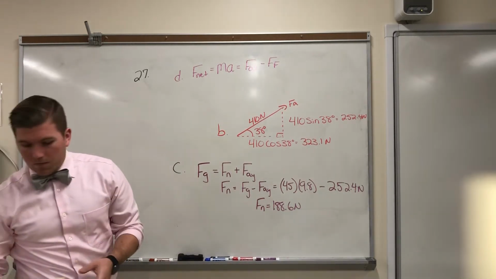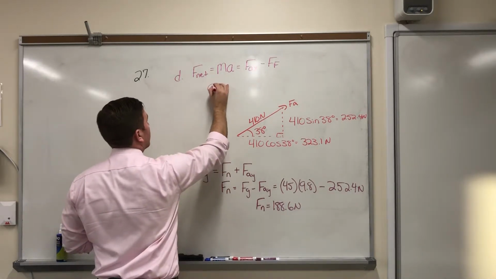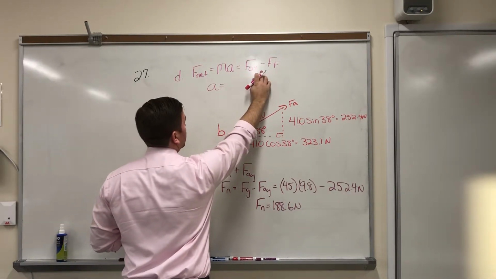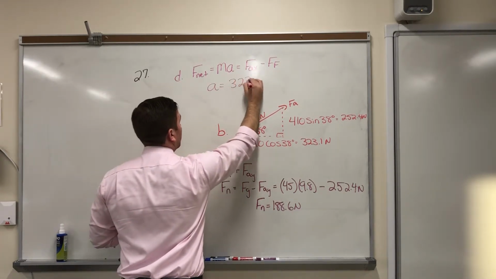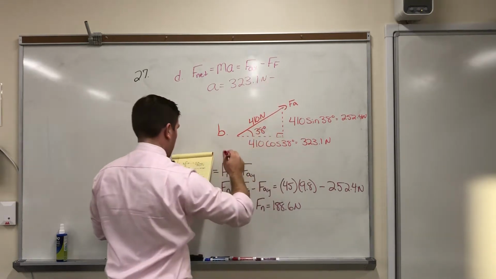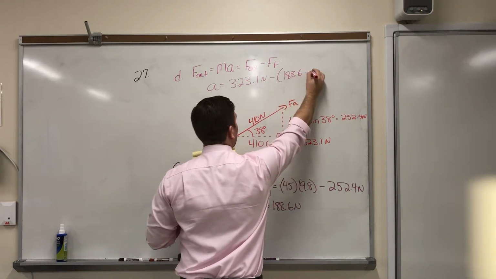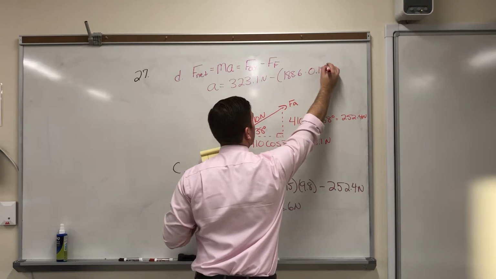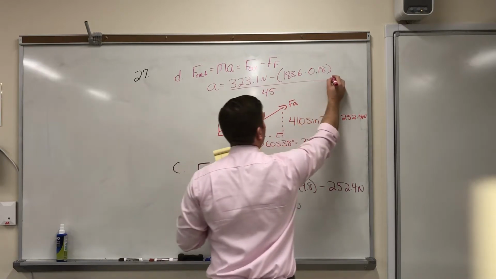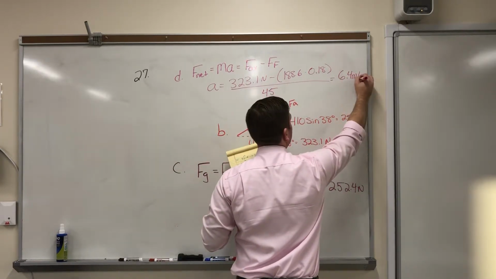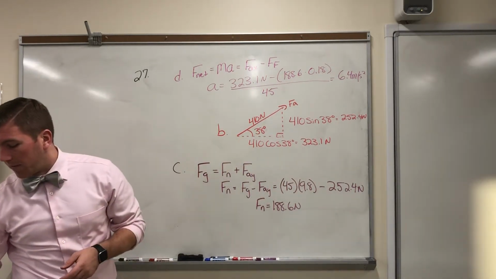And so when I start to put in numbers for that, I'm solving for A again. So A is going to be Fax minus Ff over the mass. So I know that Fax is 323.1 newtons. I'm going to subtract my force of friction, and I'm going to divide by my mass, and we should get about 6.4 meters per second squared. So that is my acceleration based on the information I've been given.